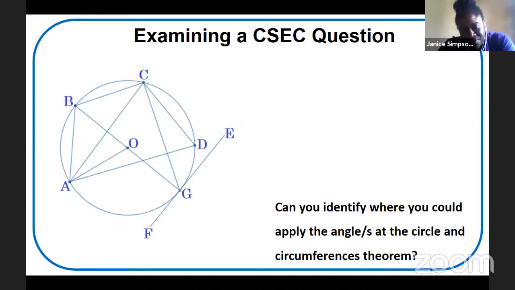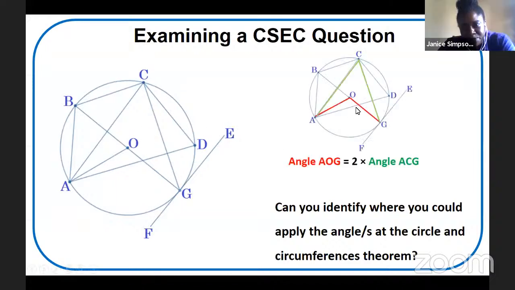I think we need to give them a little bit more clue for this one, Mrs. Neal. So let's share with them, let them see the diagram that we're looking at. This is our diagram. So we're looking at ACG. So ACG would be the angle.